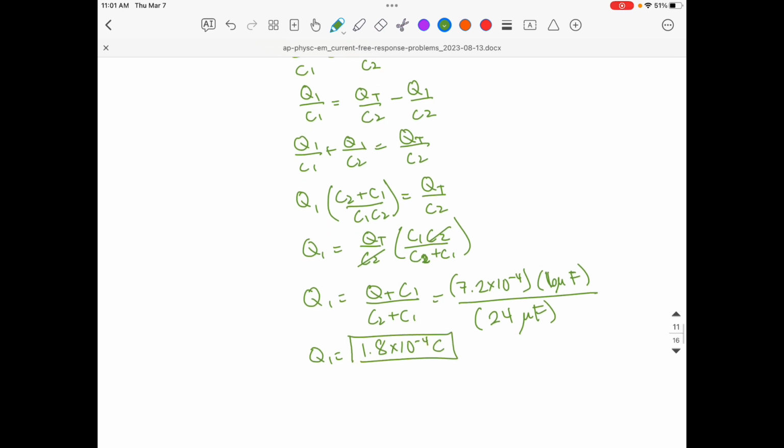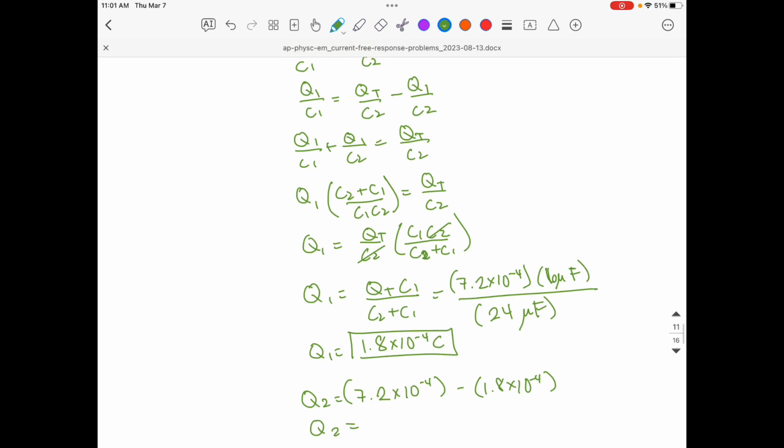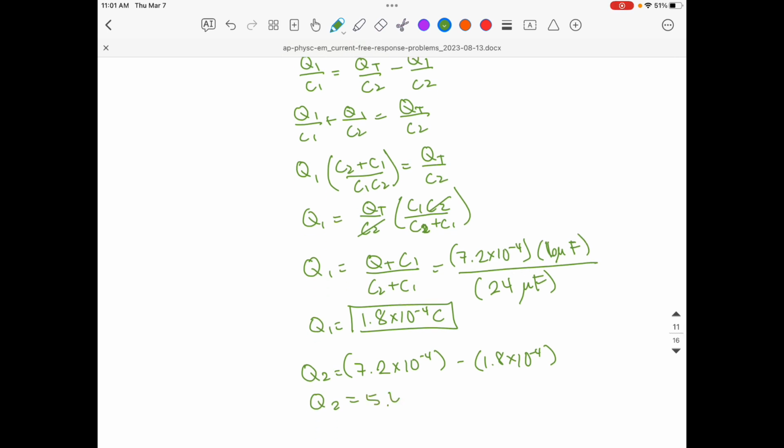The second charge is the total charge, again 7.2 times 10 to the negative 4, minus the first charge, and we get Q2 is equal to 5.4 times 10 to the negative 4 coulombs. So these are our charges for each of the capacitors.